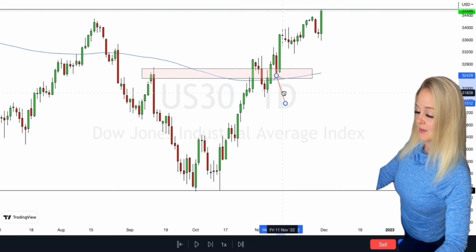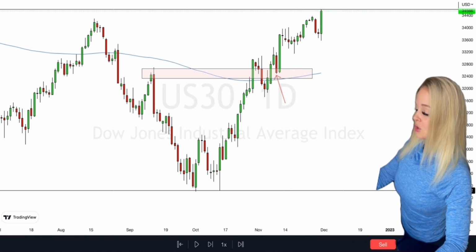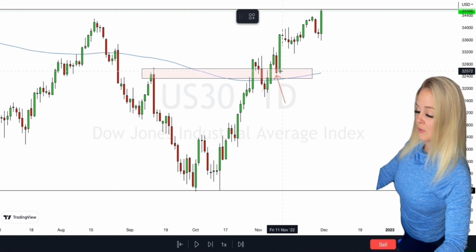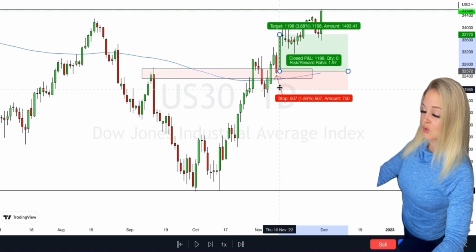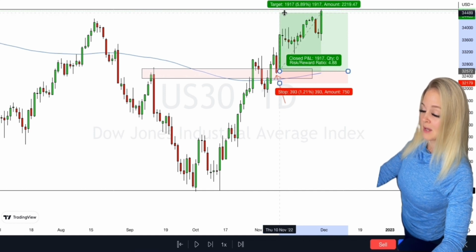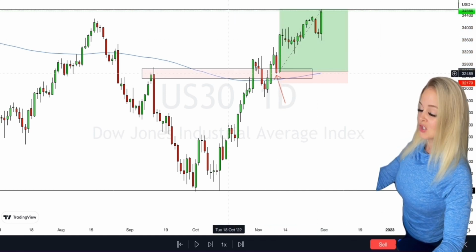We retested that area of structure nicely. So you could have put a long entry on the new candle as it is above this daily higher low. We are trading the trend, and that would have been a big swing trade and a big win. That is just one example, guys.